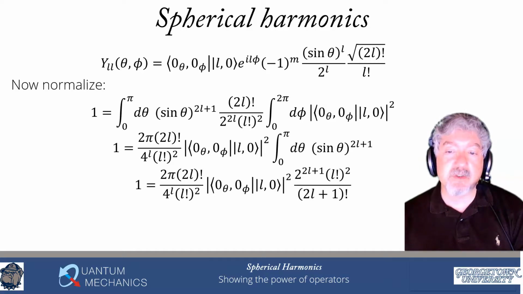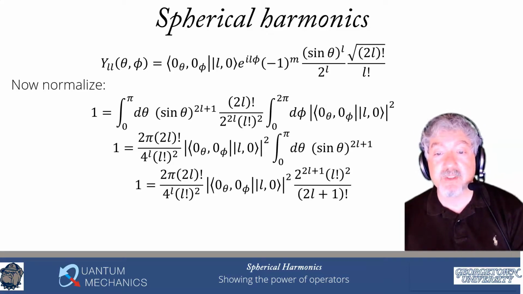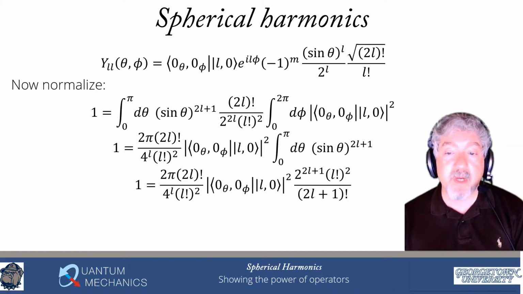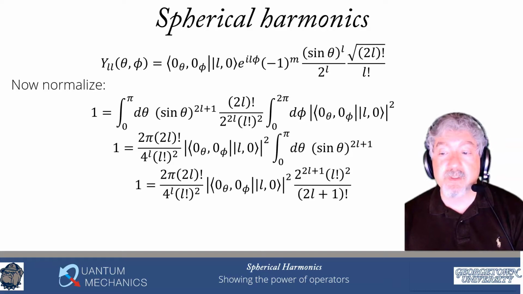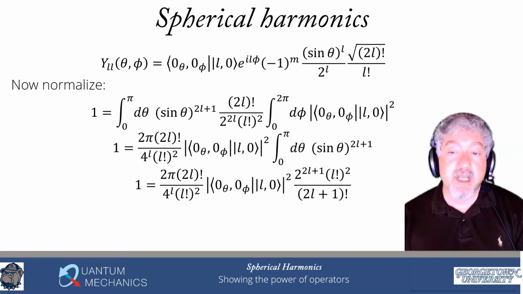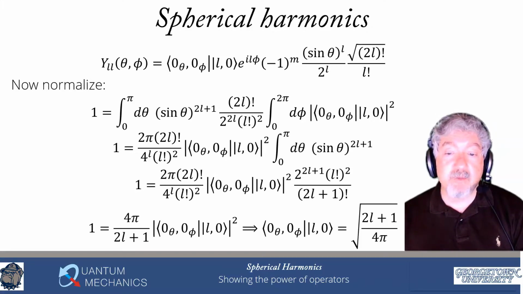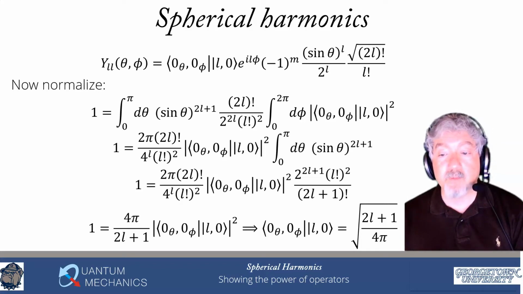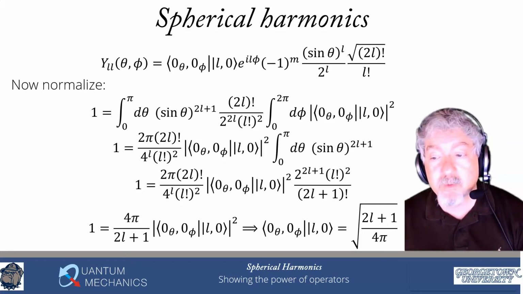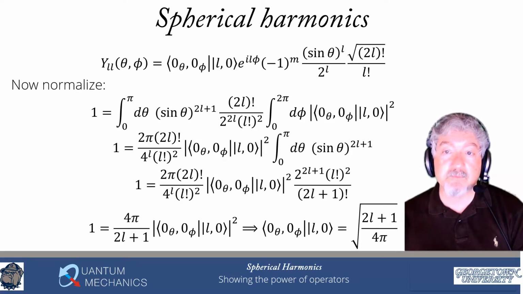The integral is equal to 2 to the 2L plus 1, (L!) squared over (2L plus 1)!. You can see we got a lot of cancellations. The 4 to the L cancels with the 2 to the 2L. I'm left with one factor of 2 that combines with the 2 pi to give me 4 pi. The (2L)! cancels with the (2L plus 1)!, leaving behind a factor of 1 over 2L plus 1. And then the (L!) squared cancels upstairs and downstairs. We're just left with 4 pi over 2L plus 1. I have to take the square root of that, and that's going to equal my normalization constant. So I get the normalization constant as the square root of (2L plus 1) over 4 pi.